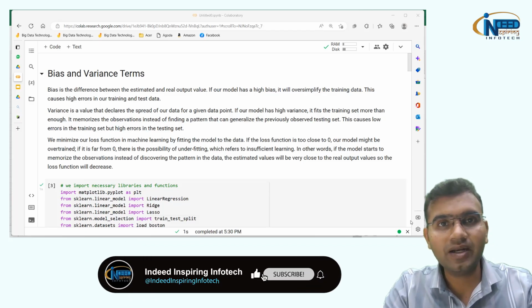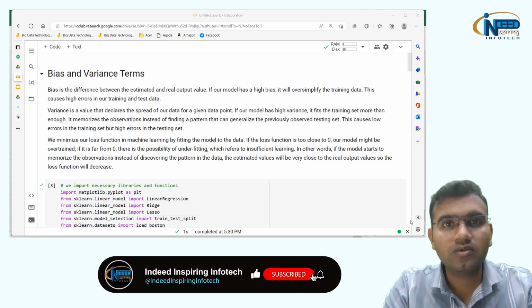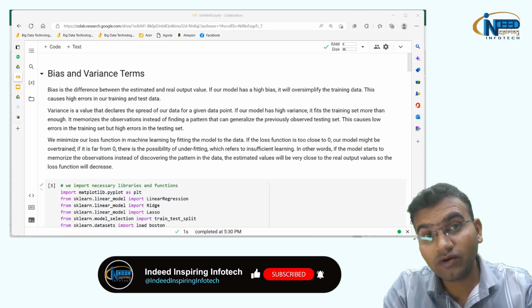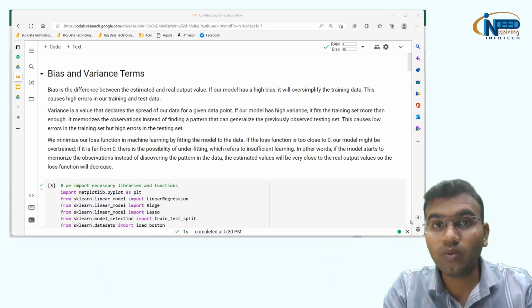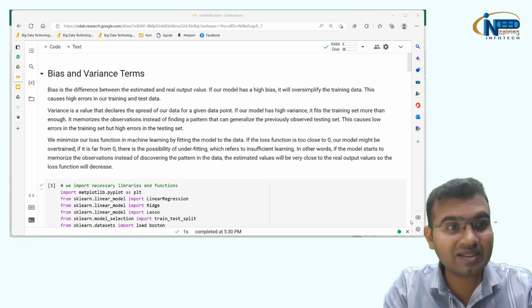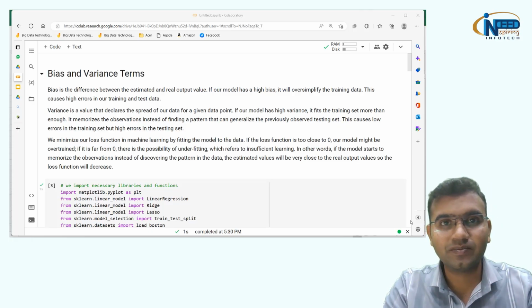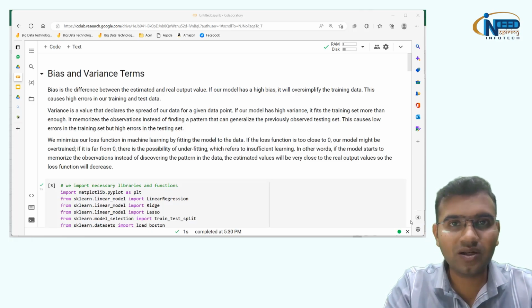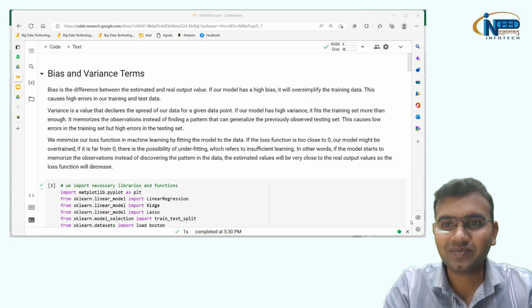It basically means that if you have a value which is 10, which is an observed value, and your model gives an output as 12. So this 10 and 12, if you see, there is a difference of 2. So this difference is called as bias. So the prediction and the actual has got some difference, right?